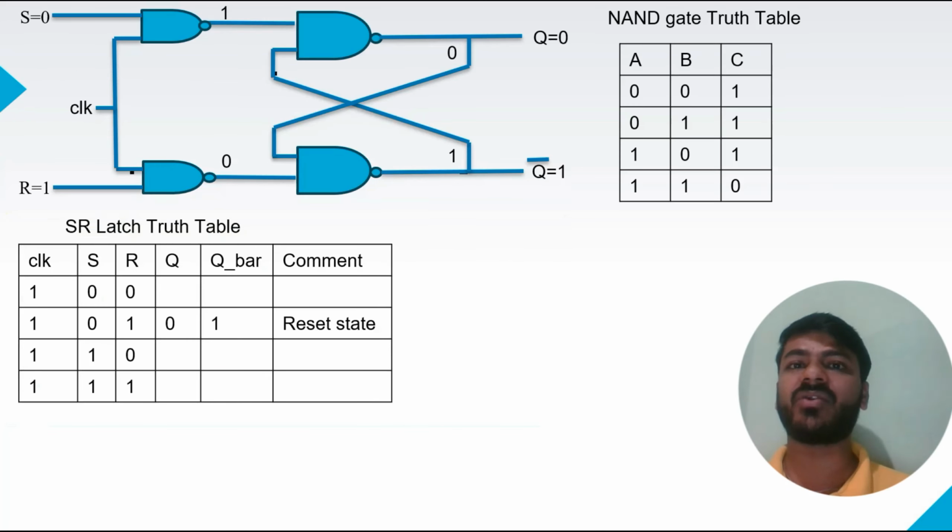So the first combination we are going to discuss is 0 and 1, where we have kept the value of S as 0 and R as 1. Beside, you can see the truth table of NAND gate, which will help us understand the functionality of this whole SR flip-flop. Okay, so as per the truth table of NAND gate, if one of the inputs is 0, we can predict the output is 1. Here the value of S is 0 and clock is 1, so 0 and 1 output is 1. Here clock is 1 and input R is 1, so 1 and 1 output is 0.